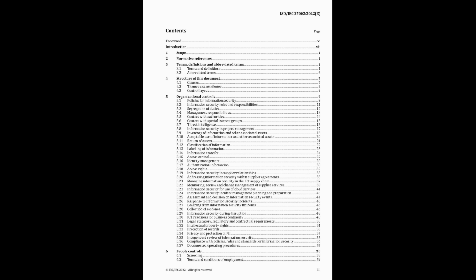Integrate early. Couldn't agree more. Now, 5.9 takes us to the inventory of information and other associated assets, a real fundamental. You can't protect what you don't know you have. That's the absolute core message here. You need a list. A list of what, exactly?